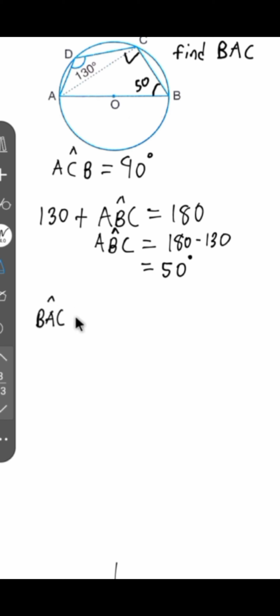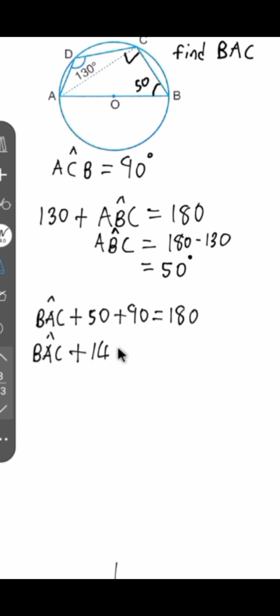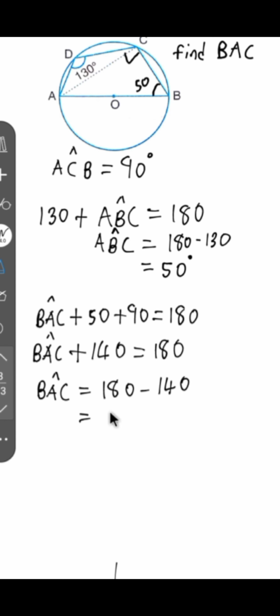BAC plus 50 plus 90 equal to 180. So here will now be BAC plus 140 equal to 180. Now I can say angle BAC equal to 180 minus 140. So 180 minus 140, that's 40 degrees. So that's our answer. Our next question, let's see if we have another question.